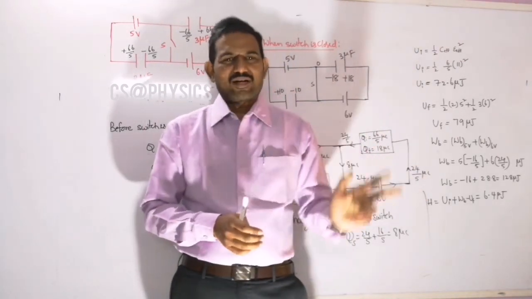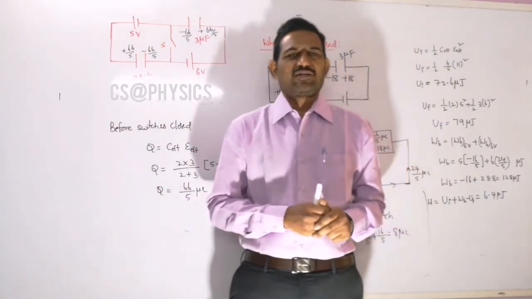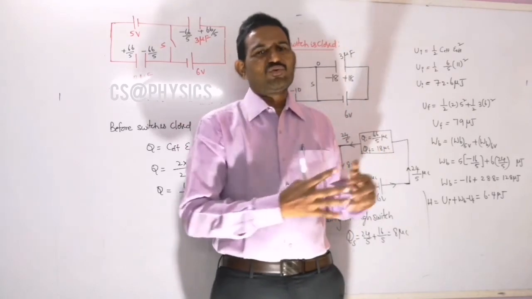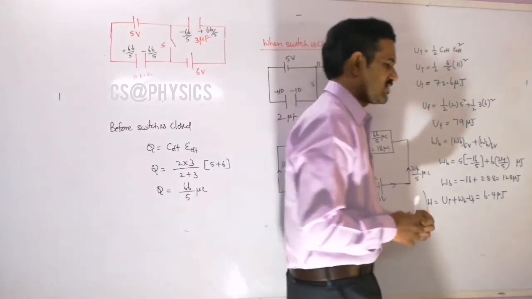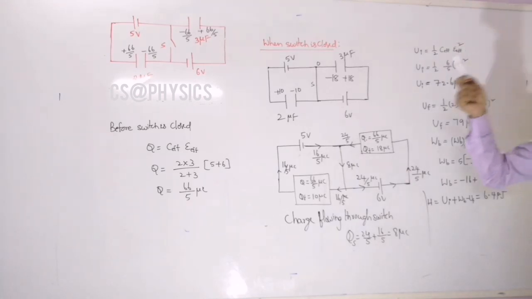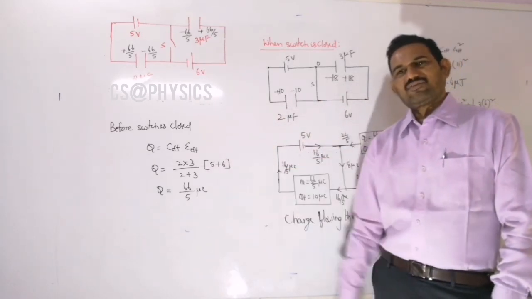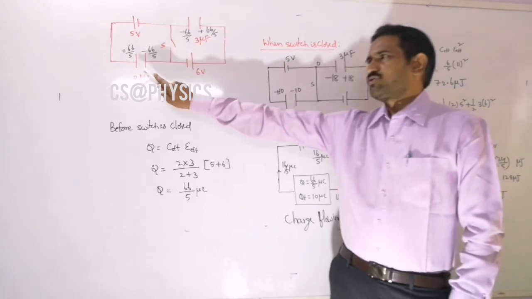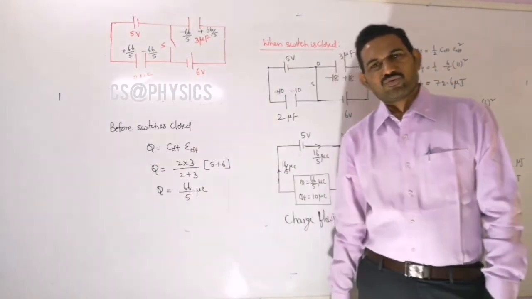And then the work done by both the cells. When two cells are there, we need to calculate the work done by both the cells. Then we use the same heat energy formula, the conservation of energy equation, to calculate that. So now let us see that calculation. The initial energy stored in that system is half C_effective into E square. Or, as we know the Q value, Q square by 2C, where C is C_effective. Or individually you can calculate Q square by 2C for this, Q square by 2C for this, and then add those two values.